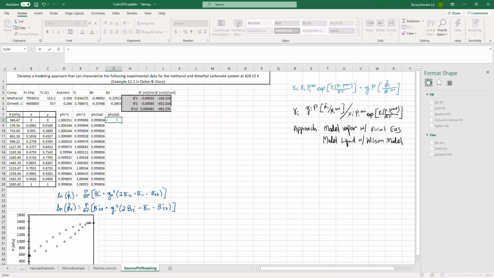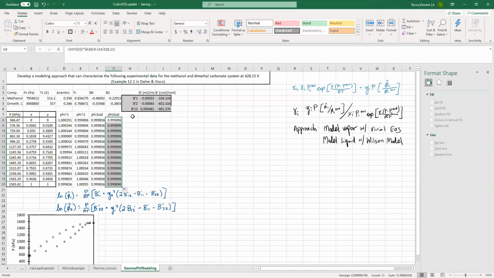Same thing for phi 2. So it's exponent of B prime 2 times vapor pressure for component 2 divided by 8.314 divided by 428.15. Cool. All right, and now I could do a ratio of the phi's. So it's equal to 1 divided by phi sat 1.